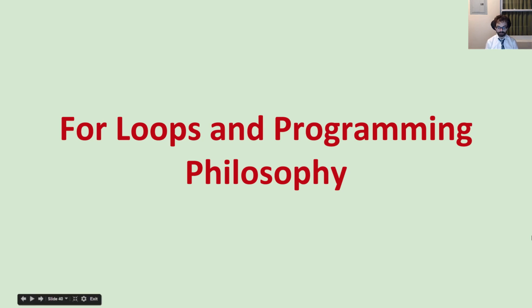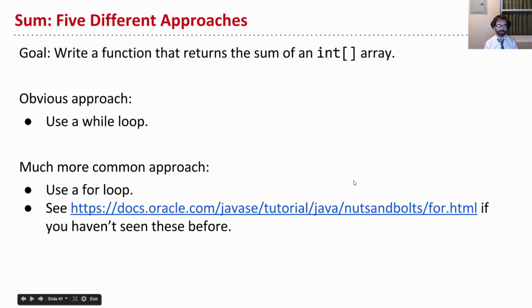I wanted to close out today with just a little discussion of for loops. You'll be working with arrays, so they're likely to pop up. So let's say we wanted to write a function that returns the sum of an int array. The obvious approach, if we're just using the basic loops we've seen so far in 61B, would be a while loop. But a more common approach would be to use a so-called for loop.